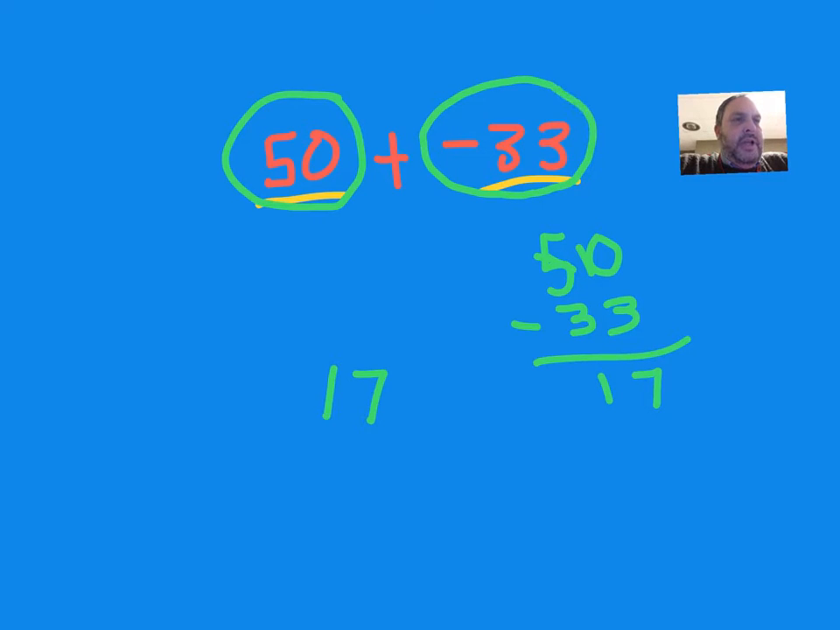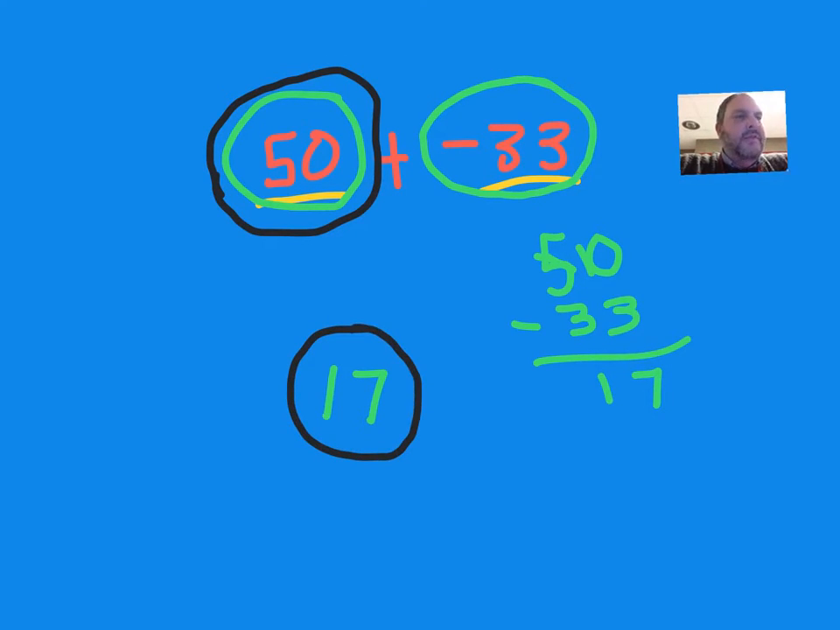Okay, now 50 is 50 away from 0. Negative 33 is negative 33 away from 0. The number with the larger absolute value is 50. So my answer is a positive 17. So we leave this 17 alone as a positive number, and that's how you do that equation.